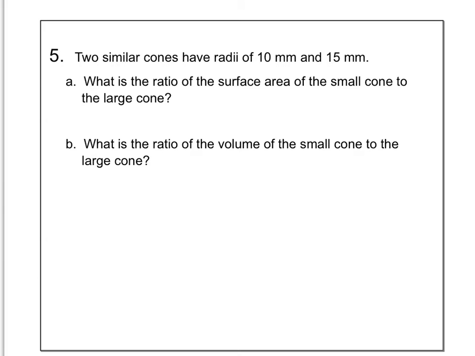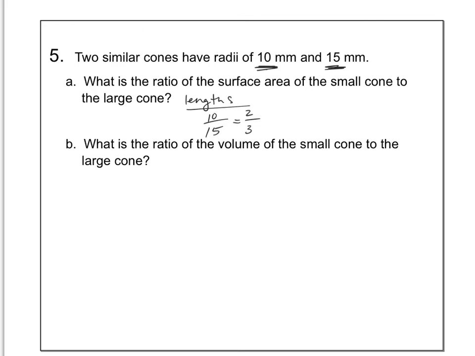Number 5. Two similar cones have radii of 10 millimeters and 15 millimeters. What is the ratio of the surface area of the small cone to the large cone? All right, we know the ratio of their lengths is 10 to 15. Now, can that be reduced? Yes. 5 goes into both of them. 5 goes into 10 twice. 5 goes into 15 3 times. So 2 to 3 is actually the ratio of the lengths.